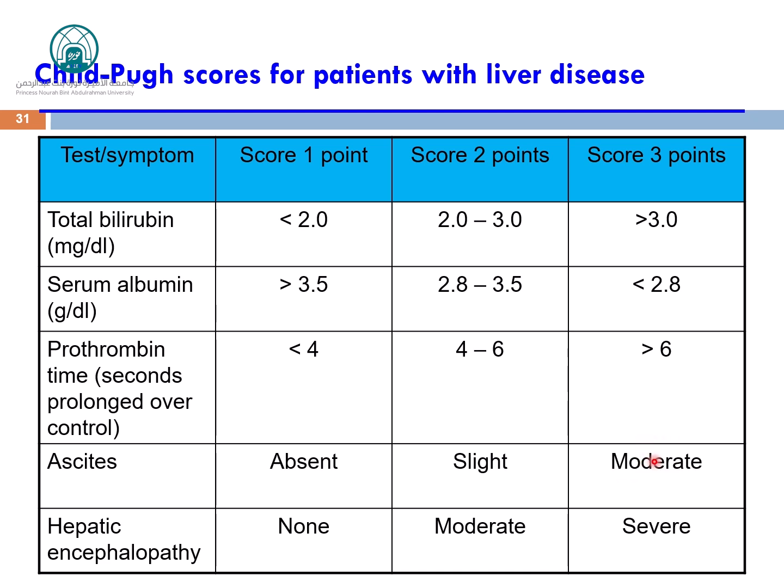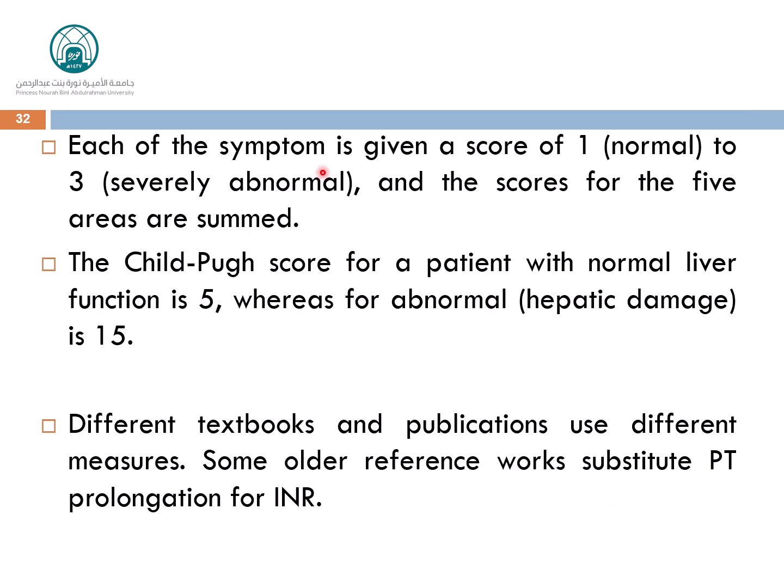For the hepatic encephalopathy, if it is not present, score 1. If it is moderate, score 2. If it's severe, score 3. Each of the symptoms is given a score from 1, normal hepatic functionality, to 3, severely abnormal hepatic functionality. And the scores for the 5 areas are summed.